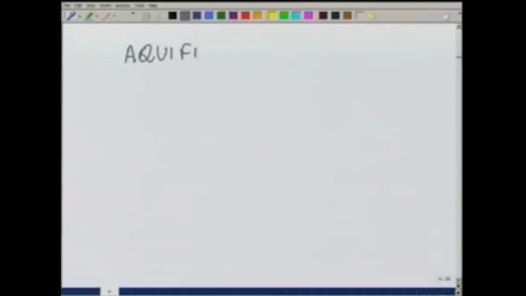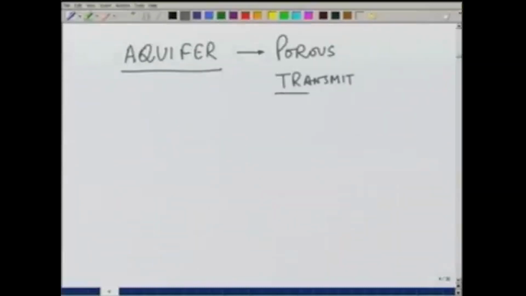and these categories are aquifer, which is the most important for us because it can store water. We would call it as porous. So, porous means that it has lot of pores and therefore, it can store lot of water, and it can also transmit. So, since it is porous, it can store water and it is also able to transmit water at a good rate.